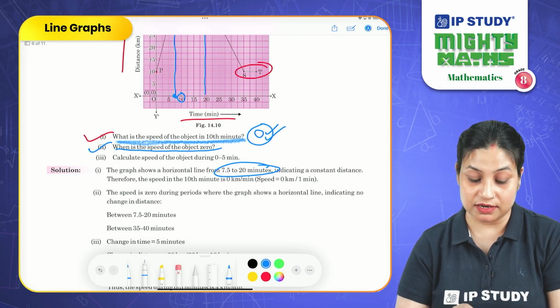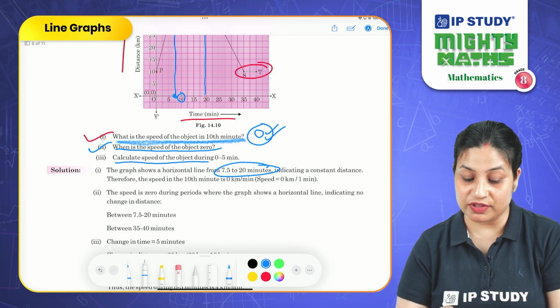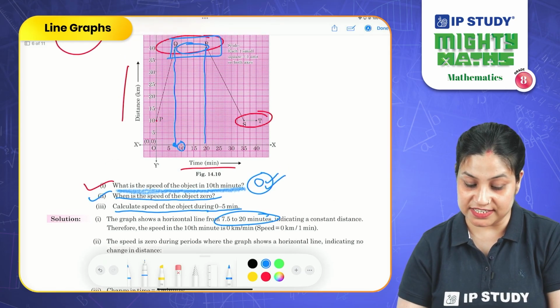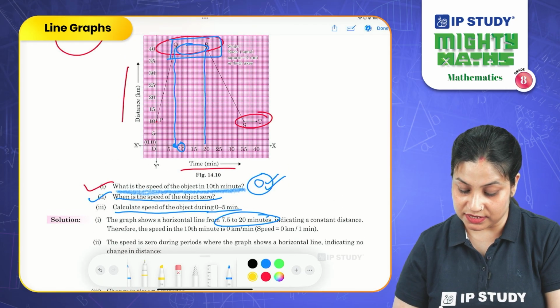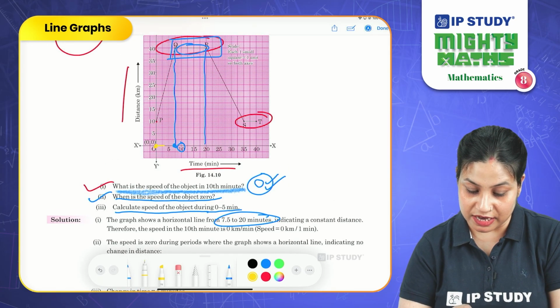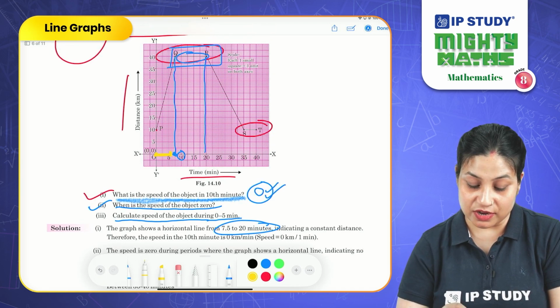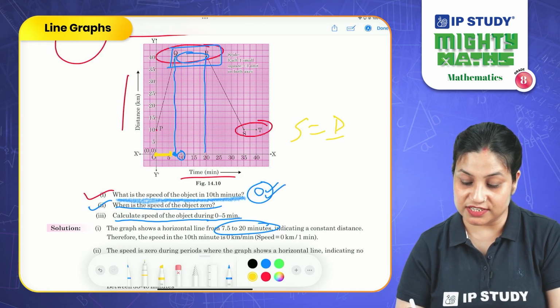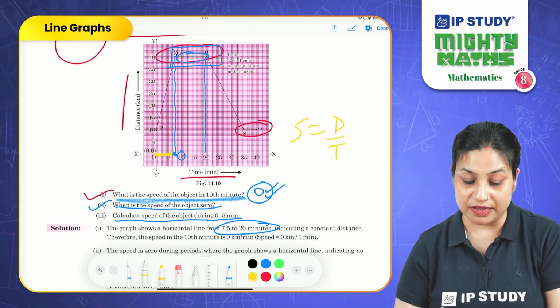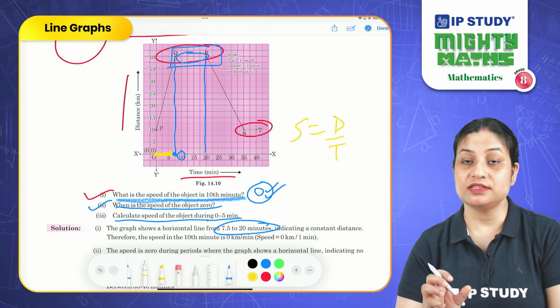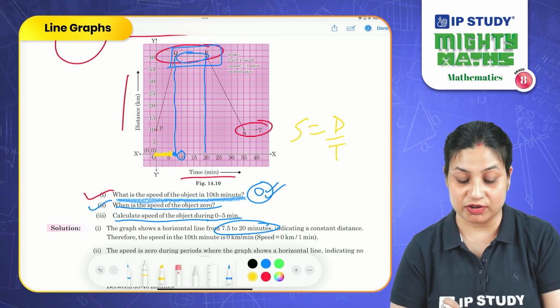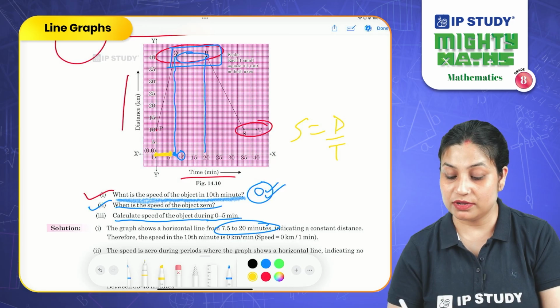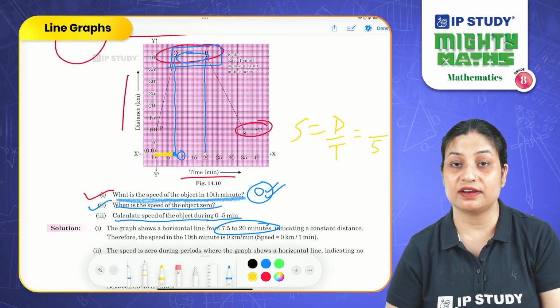Now let's see the third one. Calculate the speed of the object during 0 to 5 minutes. So where is 0 to 5 minutes? Let me take another pen for this. So here's 0 and 5, right? This one. For this particular interval, we have to check what is the speed. So here we know that speed is equal to distance upon time, total distance upon total time. So what is the total time over here? Since we are calculating this speed for this particular interval of time, the time is 5 minutes. We can write it over here.